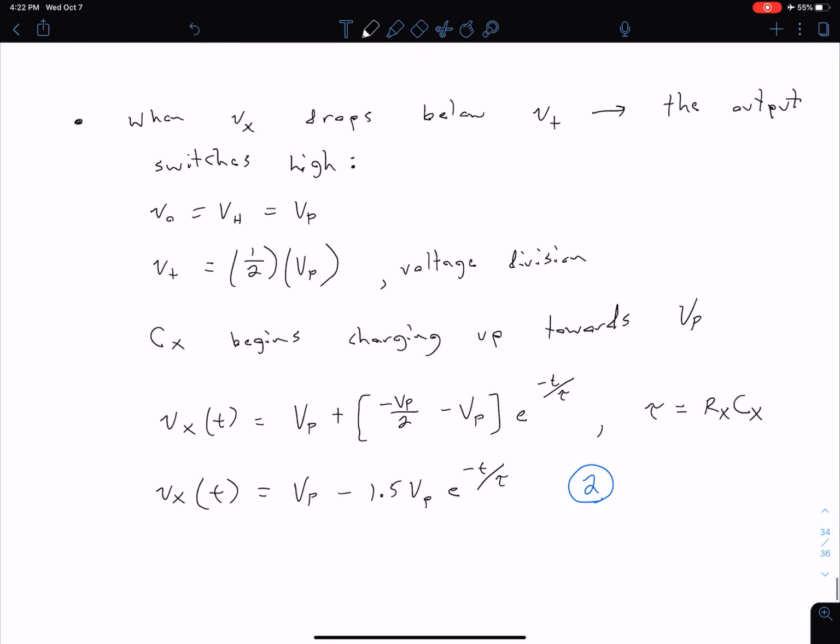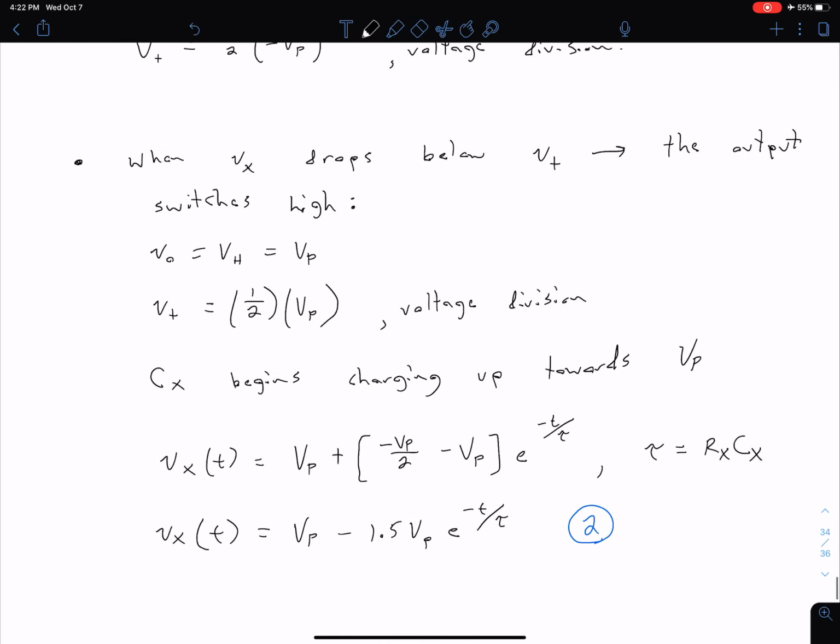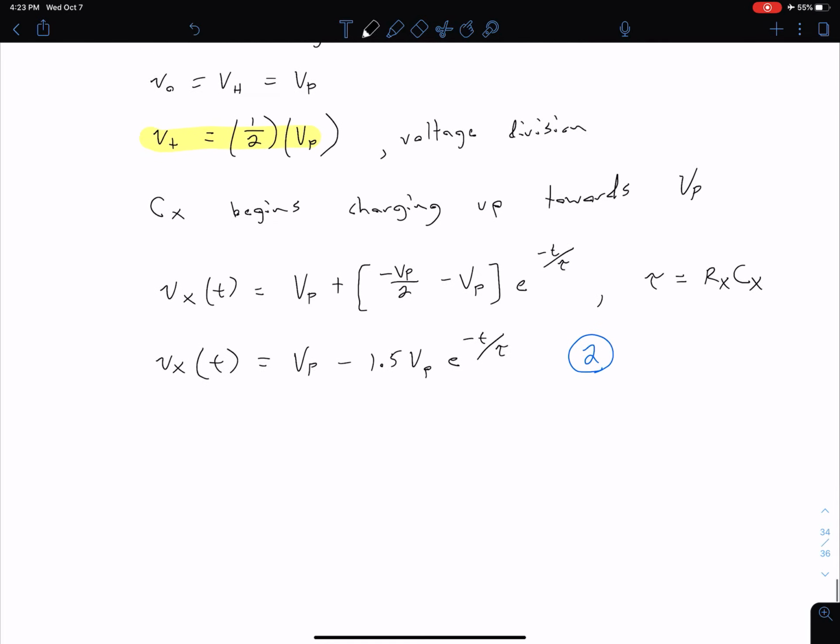So during this time, our capacitor is charging up, but keep in mind, now we have this value of V plus equals 1/2 Vp. So going back to our basic comparator operation, that's serving as our reference. So as soon as our voltage gets above that, our output state is going to switch again.